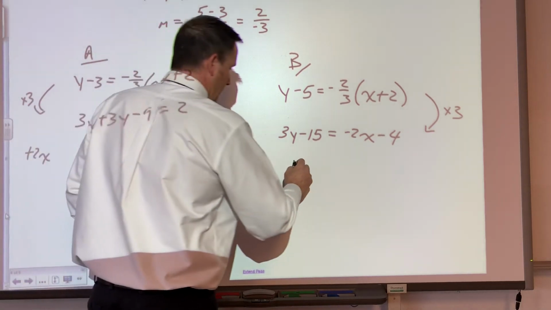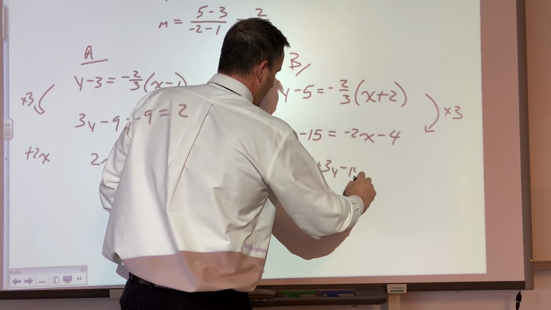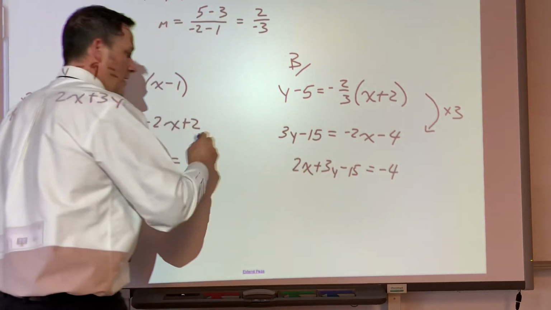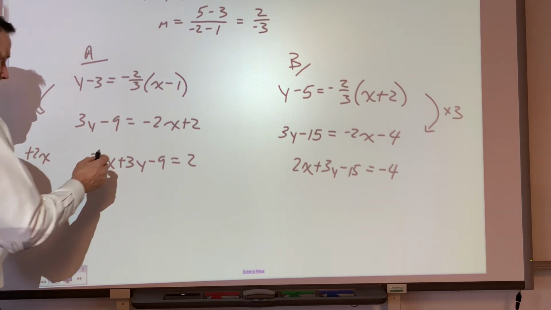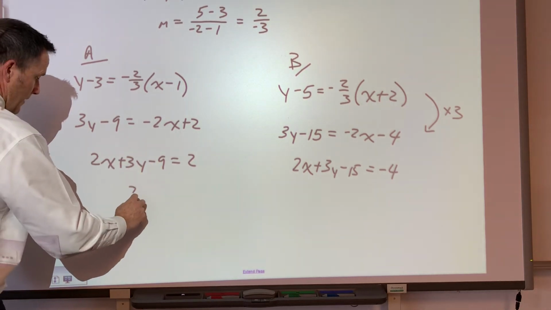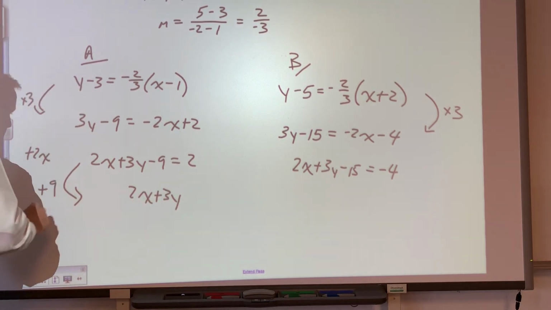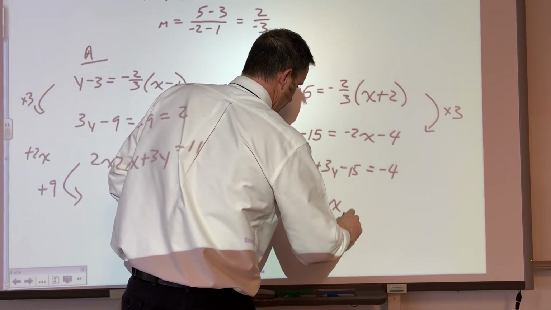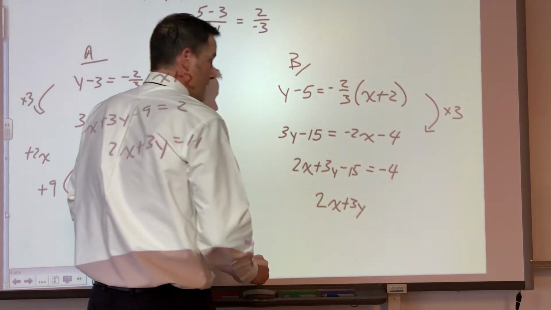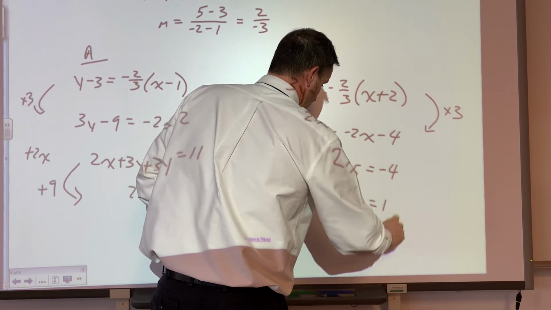And some people are going, why are you doing that? Why do you do it differently than you did the other question? The reason why is because I'm trying to get x positive. Save me a step later on. So by bringing 2x over here, adding 2x, I'm making it positive 2x. Add 9, 2x plus 3y equals 11.